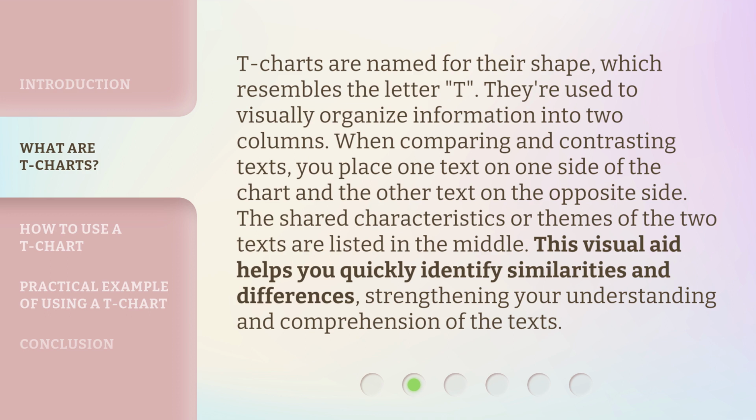T-charts are named for their shape, which resembles the letter T. They're used to visually organize information into two columns. When comparing and contrasting texts, you place one text on one side of the chart and the other text on the opposite side. The shared characteristics or themes of the two texts are listed in the middle. This visual aid helps you quickly identify similarities and differences, strengthening your understanding and comprehension of the texts.